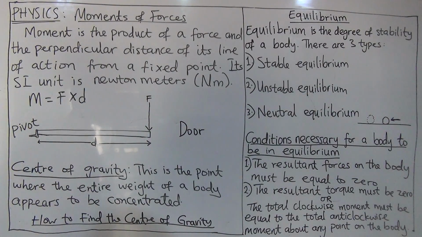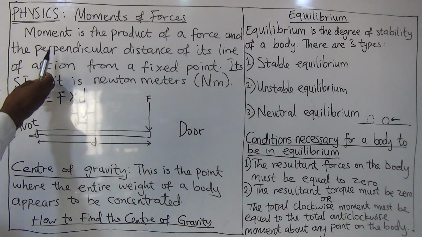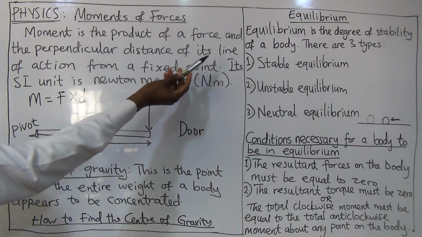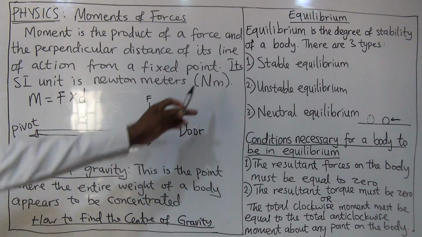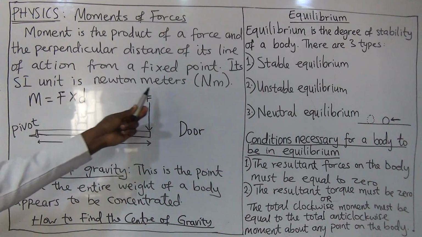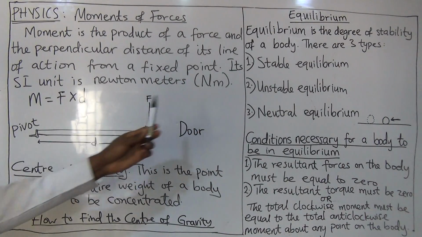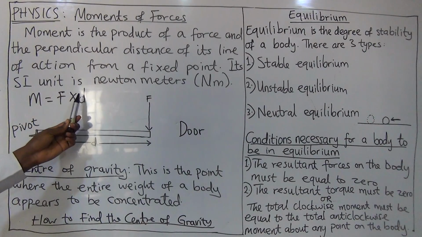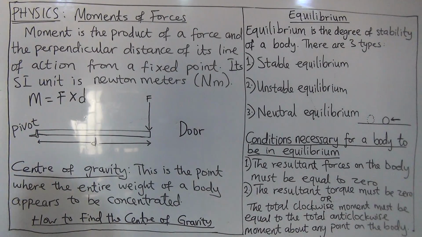Good day, students. Today's topic is moment of forces. Moment is the product of a force and the perpendicular distance of its line of action from a fixed point. Its SI unit is Newton meters. N for Newton, M for meters. Why? Because moment is force multiplied by distance. Force is measured in Newton, distance is measured in meters.